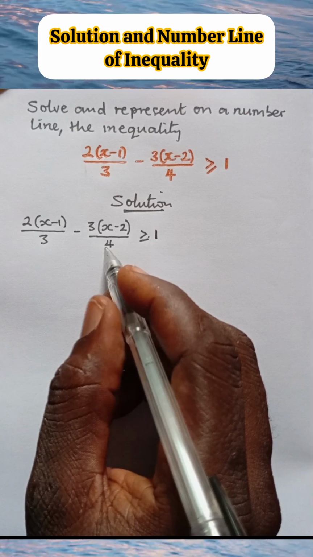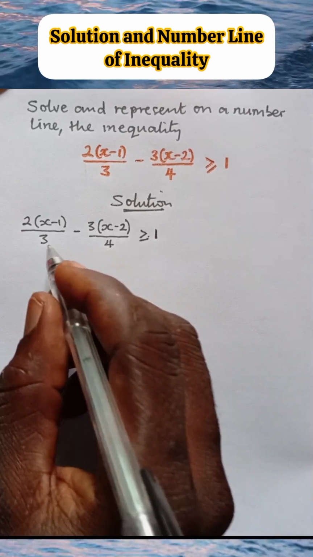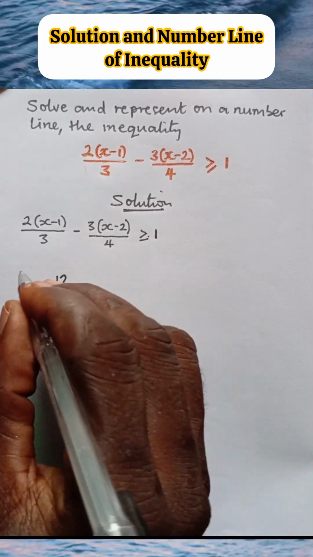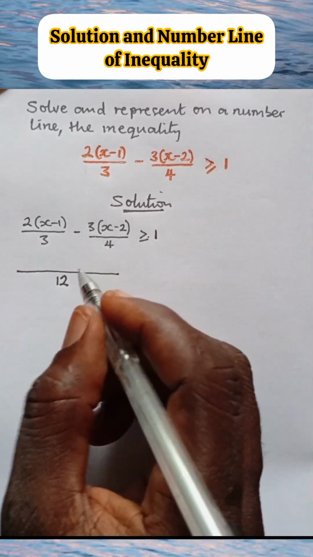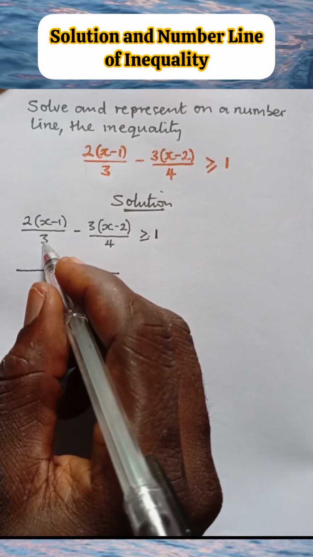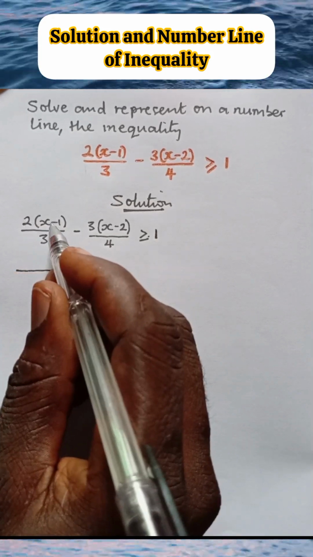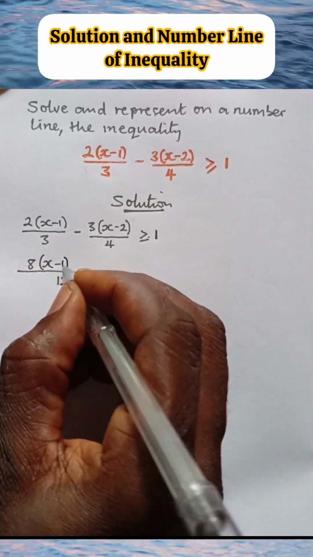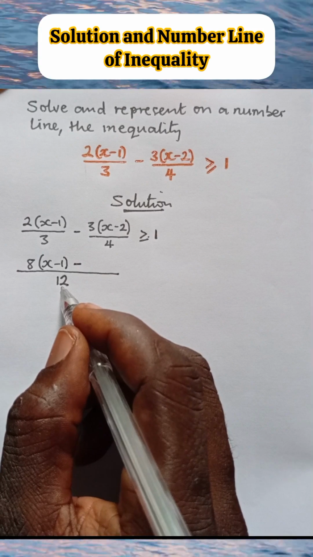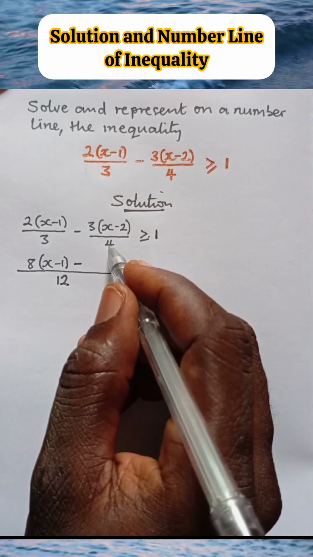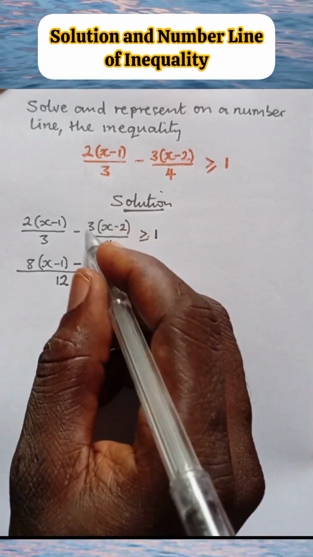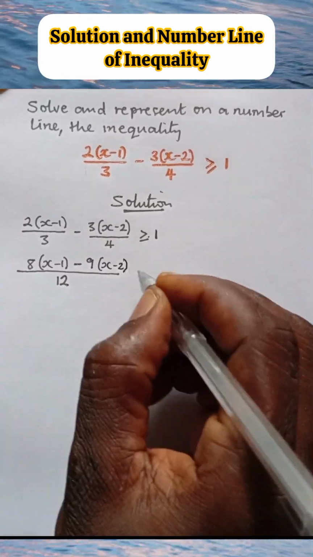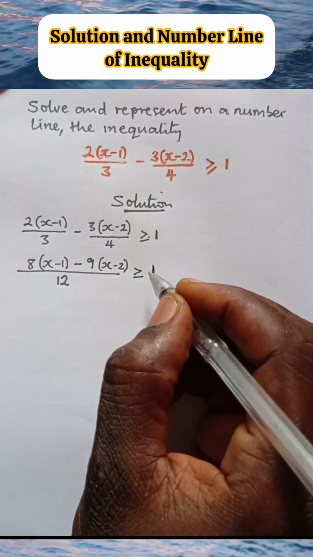Now let's look for the LCM of the denominators, which is 12, because 4 multiplied by 3 is 12. 12 is the lowest number that 4 and 3 can divide without remainder. So 12 divided by 3 is 4. 4 will multiply the numerator. So 4 times 2 is 8, so that we have 8(x - 1). 12 divided by 4 is 3. 3 multiplies the numerator. 3 multiplied by 3 is 9. Then (x - 2) ≥ 1.